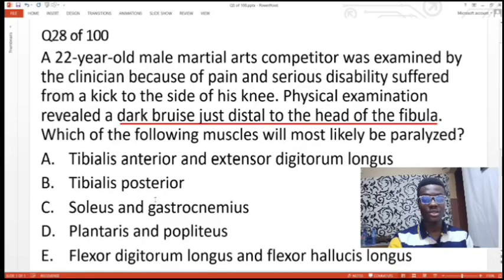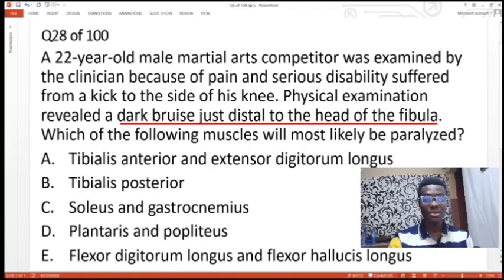Option B is the tibialis posterior. The tibialis posterior is a muscle of the posterior compartment of the leg, and the muscles there are innervated by the tibial nerve, and they're responsible for plantar flexion and flexion of the toes. Tibialis posterior is responsible for plantar flexion, and it also aids in inversion of the foot. Soleus and gastrocnemius are major plantar flexors of the posterior compartment of the leg.